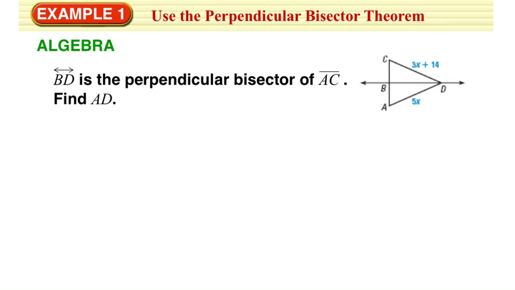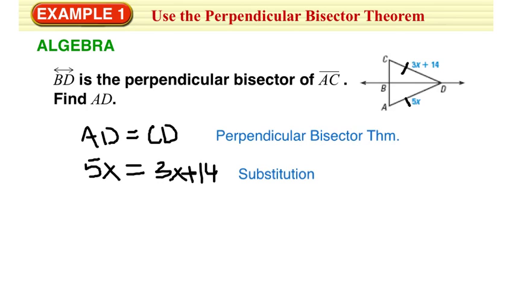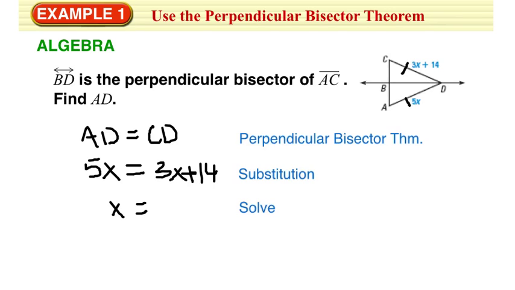Given that BD is a perpendicular bisector of AC, we want to find the length of segment AD. By the perpendicular bisector theorem, we know that AD is equal to CD, which allows us to just substitute those expressions in. 5x is equal to 3x plus 14, and this is by substitution. And finally, when you solve this, you end up with x equals 7, and they were asking us for AD, so we need to plug that back in for AD, and you end up with the length of AD is equal to 35.